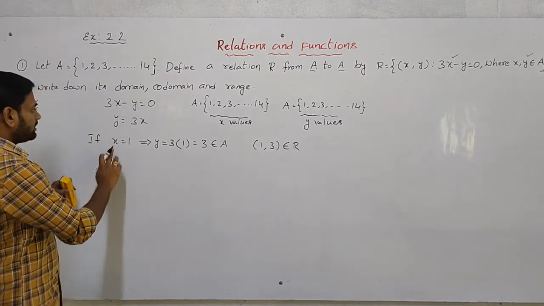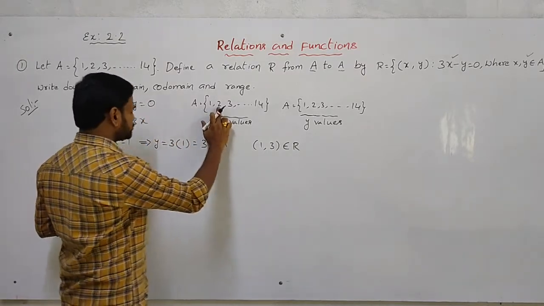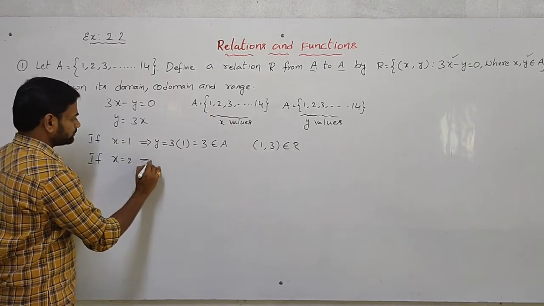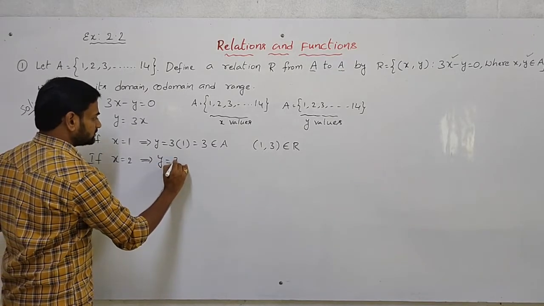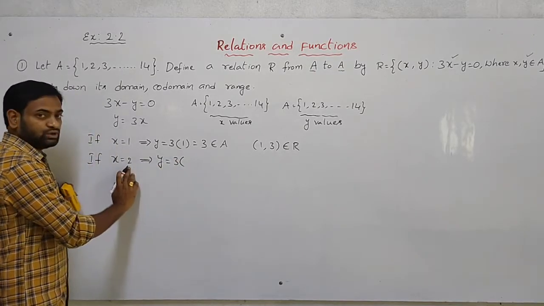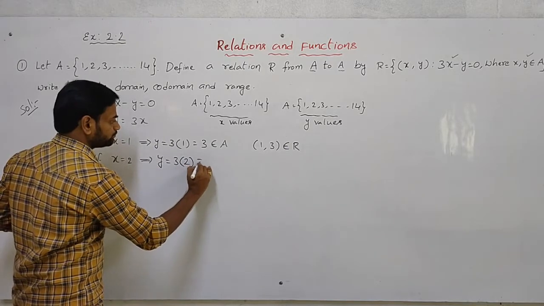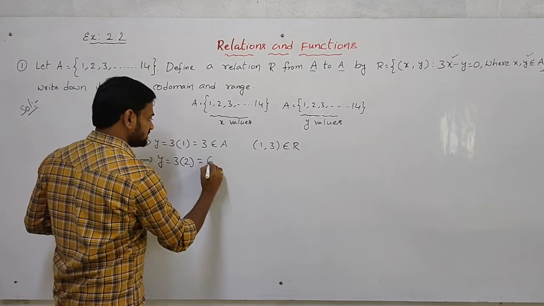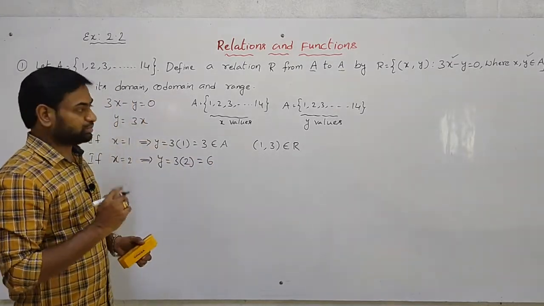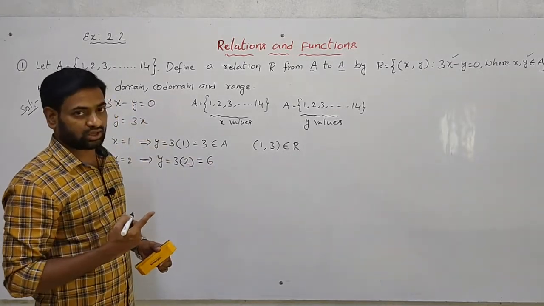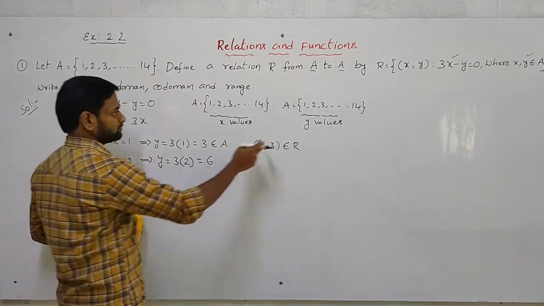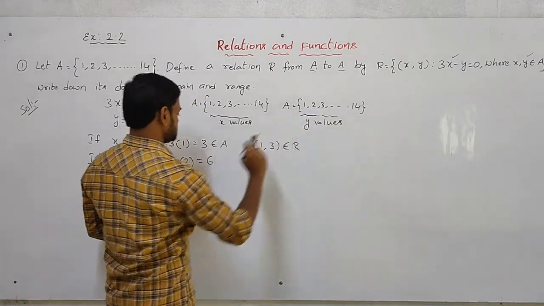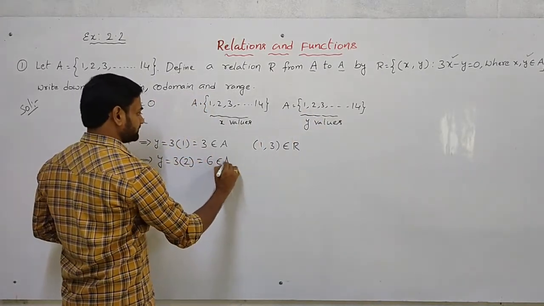Next, the x value is 2. If x equal to 2, substitute here: y equal to 3x, the x value is 2, so 3 into 2. That is 6. Now does this 6 belong to A or not? Check that one. These are the y values. So 6 is in A. Yes, 6 is in A.